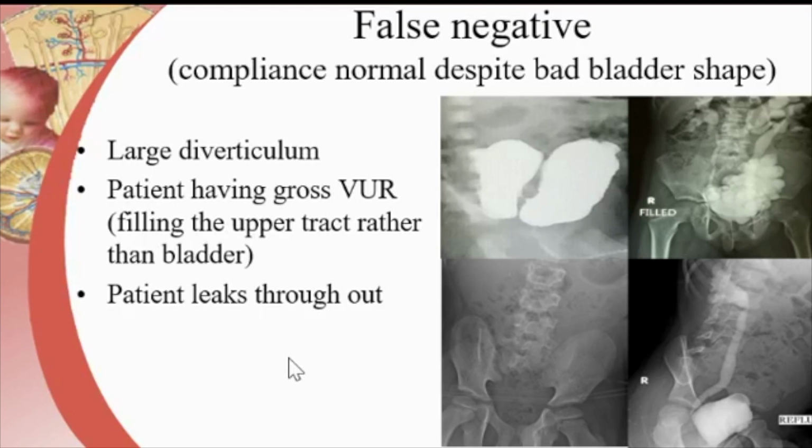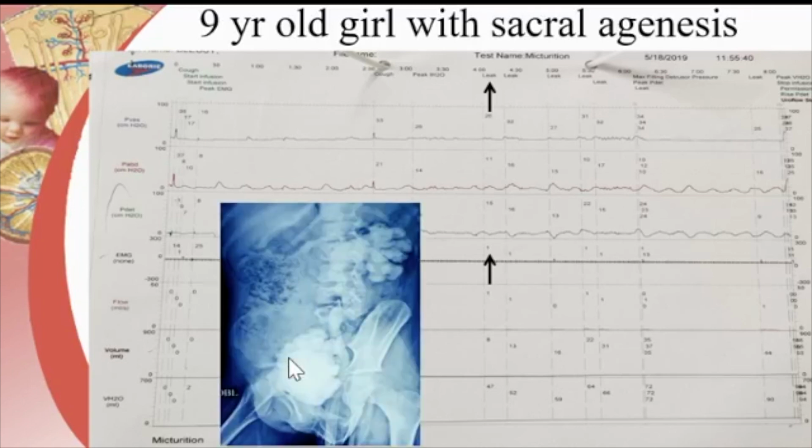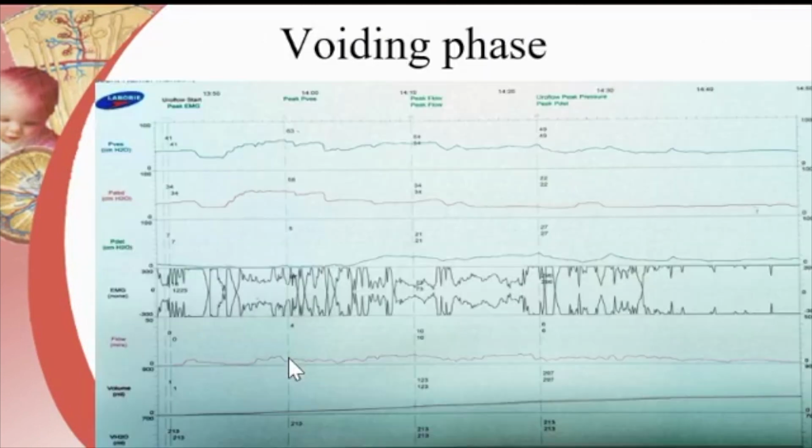Then you have to tell in the report that this pressure did not go up, but we know that the patient has got bilateral grade 5 reflux, so you have to take it with a pinch of salt. So this is a 9-year-old girl with sacral agenesis, and that is a normal looking study, but her bladder is so bad and her reflux is gross. So you know that this is not a normal UDS. You have to report it. You have to mention that this is the problem.